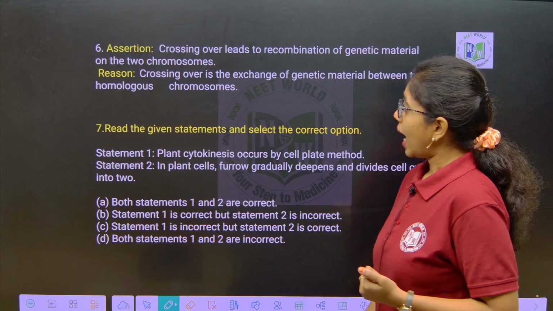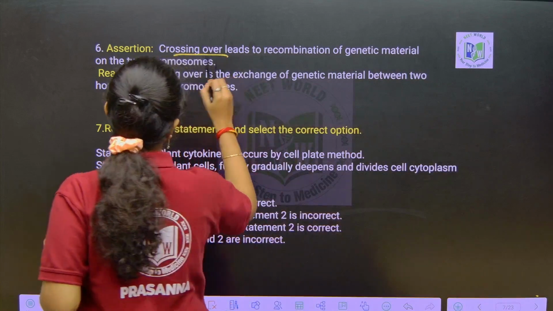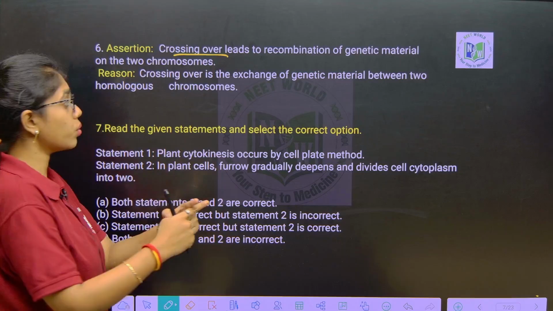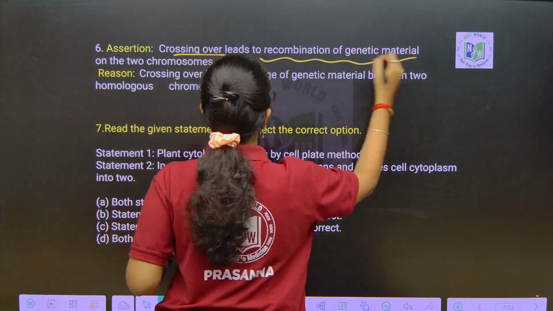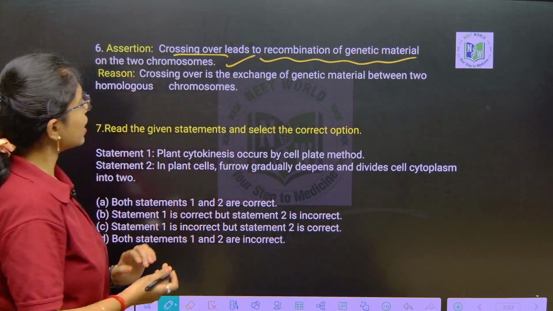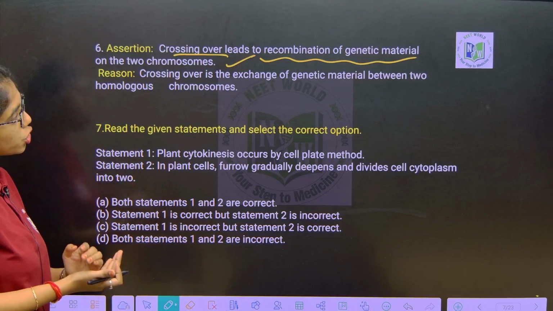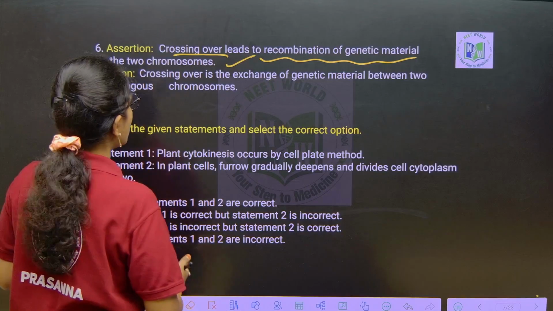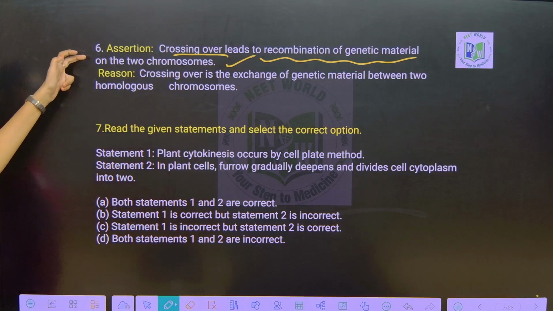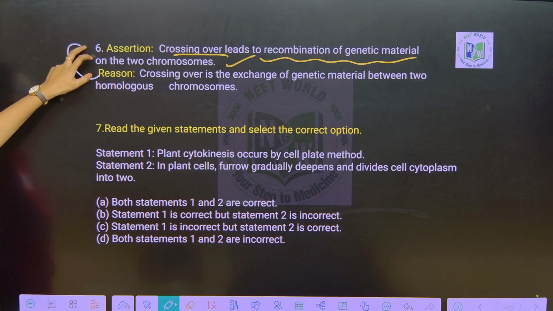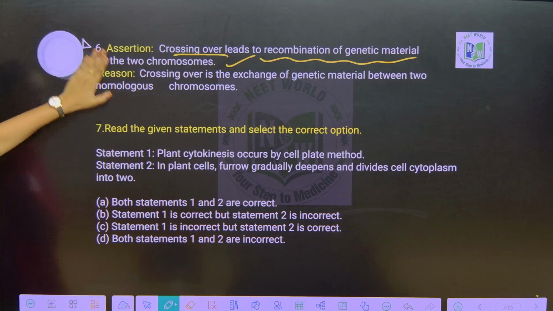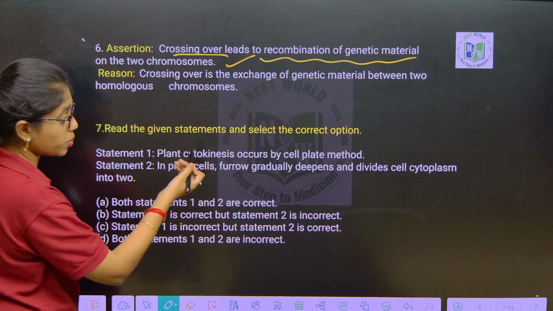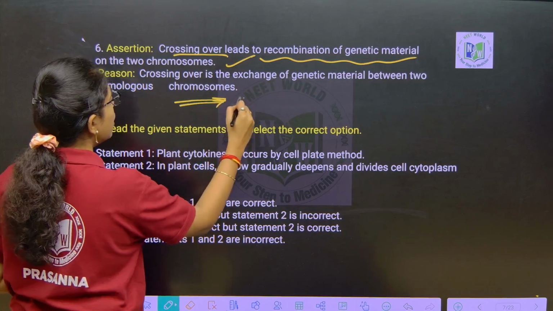Here again, assertion: crossing over leads to recombination of genetic material. Yes, crossing over will lead to recombination of genetic material. In the reason he is saying crossing over is the exchange of genetic material between two homologous chromosomes. Correct, right? So both A and R are true, but the reason is not explaining the assertion. So here A and R are true and R is not the correct explanation of A. Here we have to choose option 2.